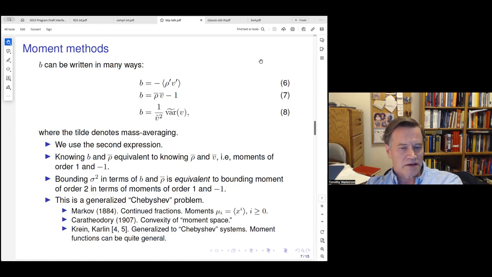And this is a generalized Chebyshev problem. The Chebyshev problems involve, if you know some moments, what can you say about other moments? And these bounds tend to be weak, but their advantage is that they don't make any distributional assumptions. So the problem was posed by Chebyshev, and it was solved for these classical monomial moments by Markov in his PhD thesis back in 1884, using a rather beautiful but complex formalism of continued fractions.